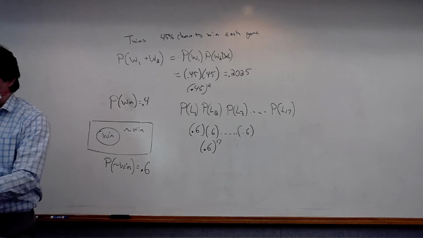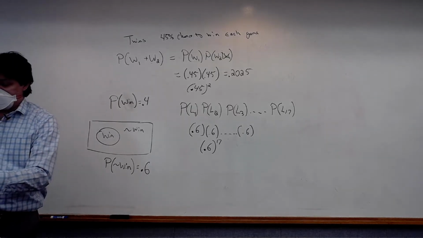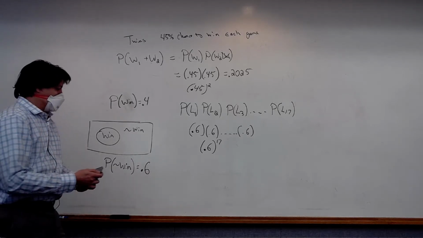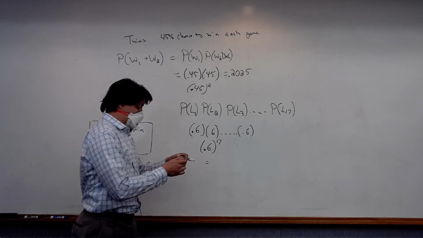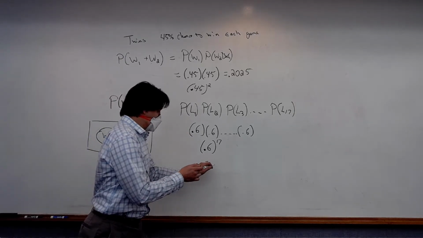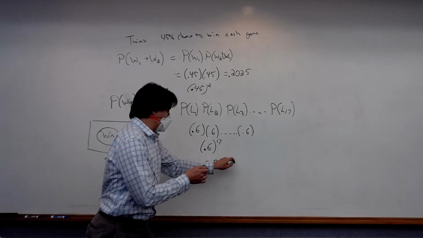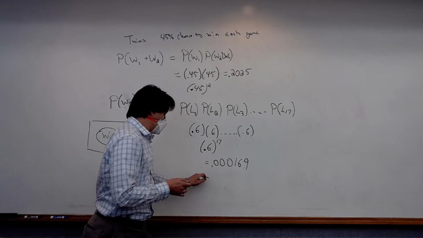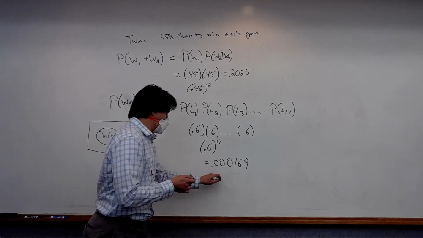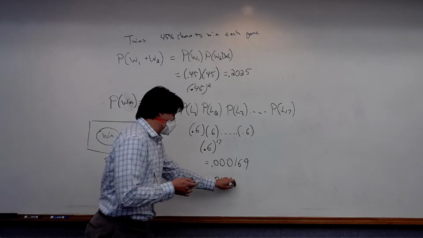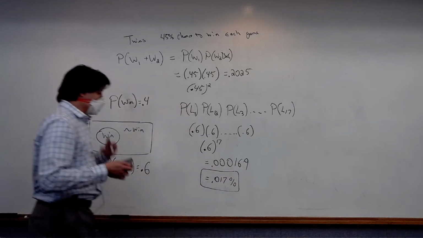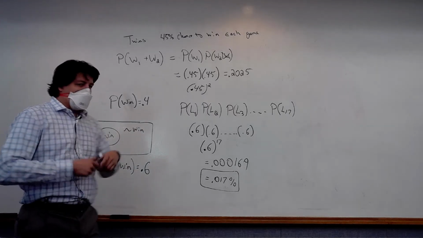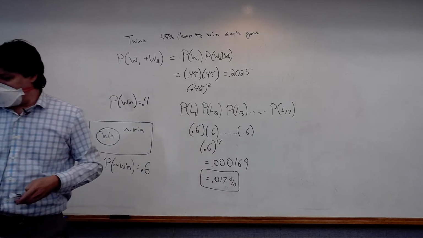And what is that going to be? So 0.6 to the 17th, I get, and you can double check this, 0.000169, or what is that? That's 0.017%. We'll just round it there. Okay, so less than 0.02%, an absurdly low likelihood that that would occur.